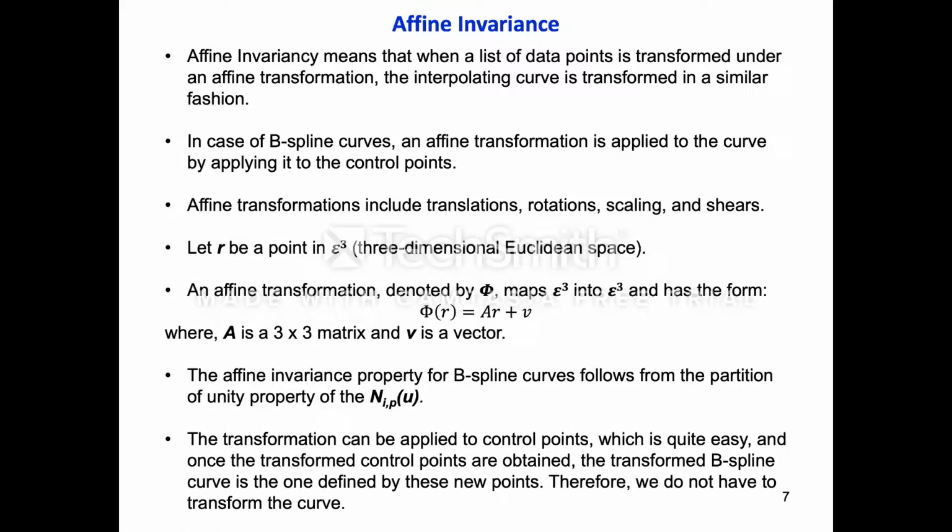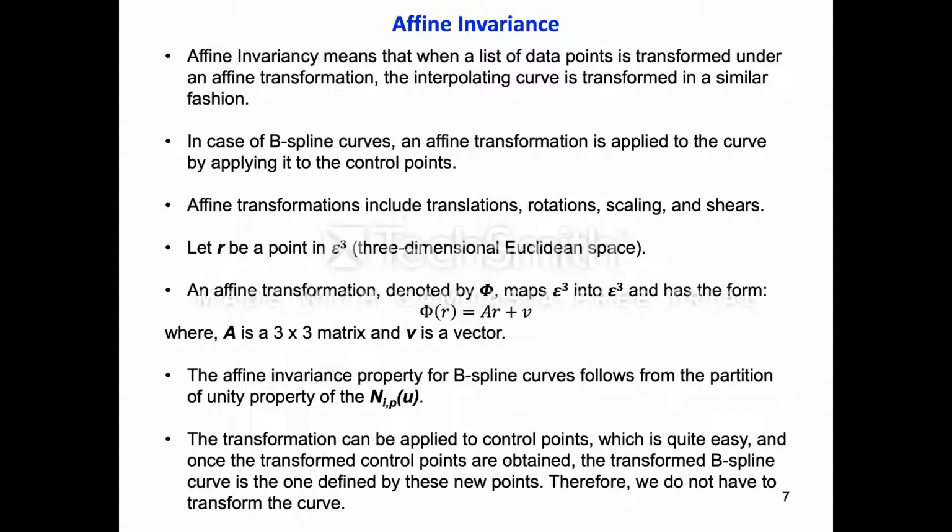Now let's look at the affine invariance property of the B-spline basis functions. Affine invariance means that when a list of data points is transformed under an affine transformation, the interpolating curve is transformed in a similar fashion. In the case of B-spline curves, an affine transformation is applied to the curve by applying it to the control points. Affine transformations include translations, rotations, scaling, and shears.